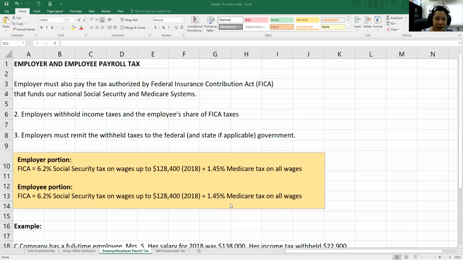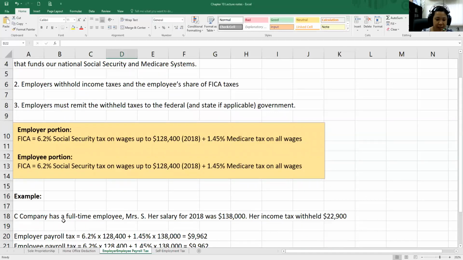So first you need to look at 6.2% times the base. The base for 2018 is 128,400, plus for Medicare tax it will be 1.45% times the wages.